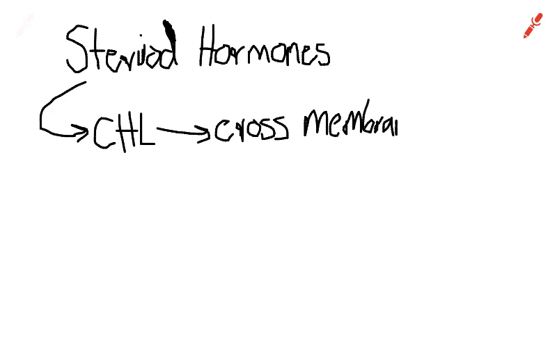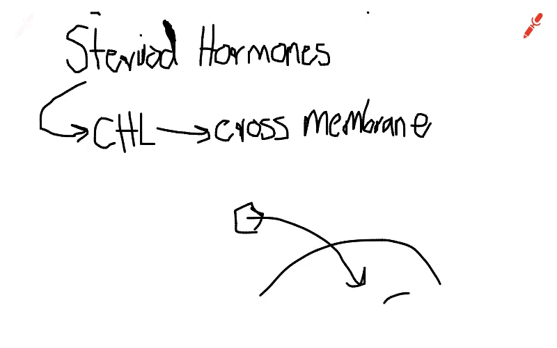So steroid hormones can cross the cell membrane. So again, draw in our cell, our little box, hormone. Now it can easily cross the membrane, act on the receptor, act on the nucleus. So the receptor is actually in the cell. So the receptor is still in there, but it's in the cell.